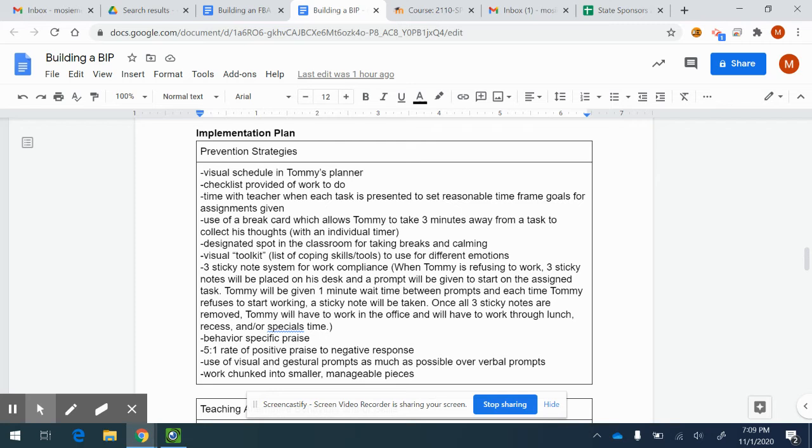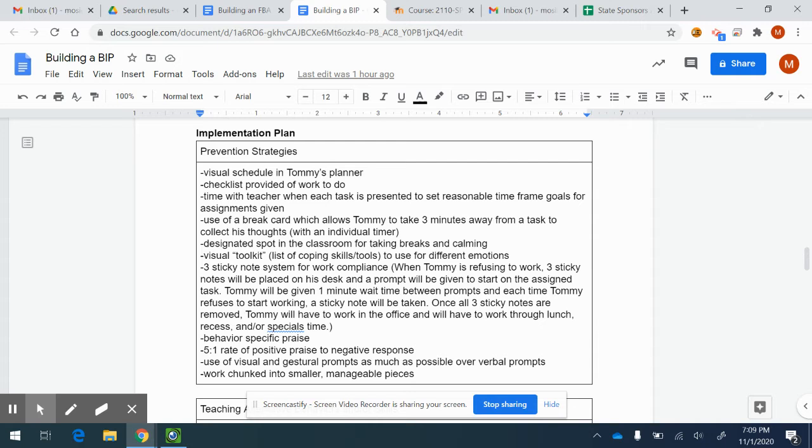Behavior specific praise, so offering him praise when he is doing the right thing. A ratio of 5 to 1 positive to negative responses. He does get very down on himself and he is hard on himself. That anxiety piece plays a part there. So making sure that we're as positive as we can be with him. And sometimes it's finding even the little list of things to be positive about.